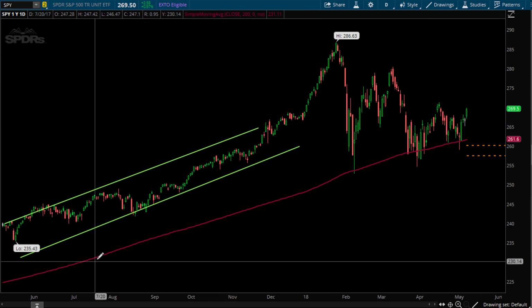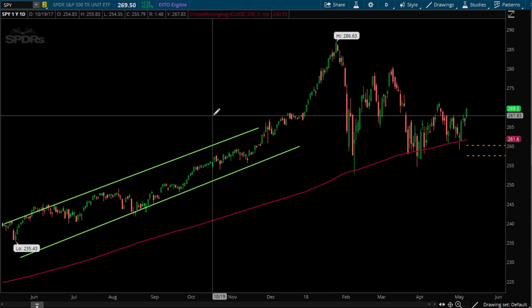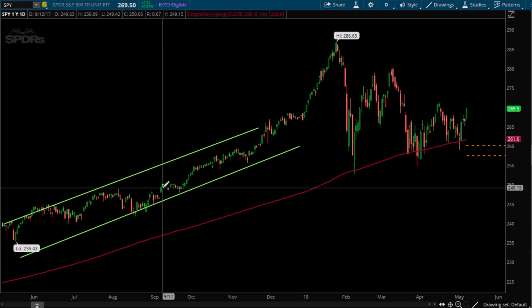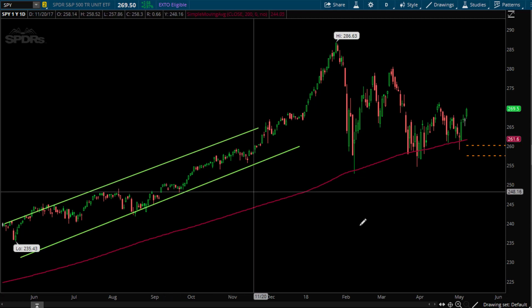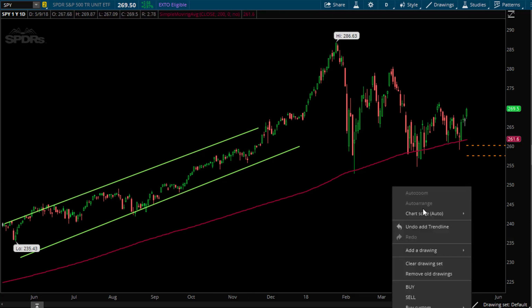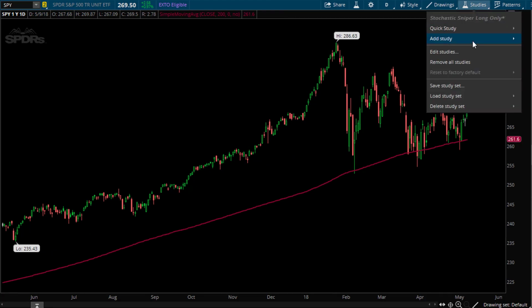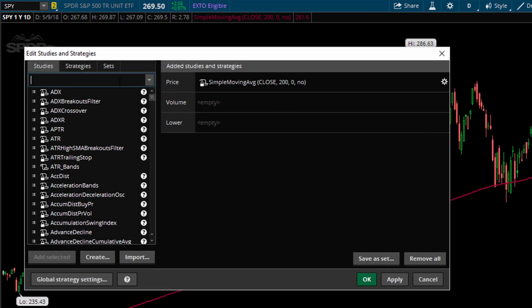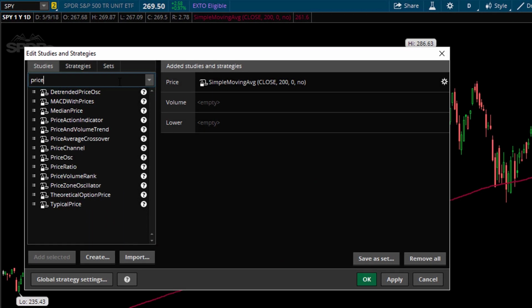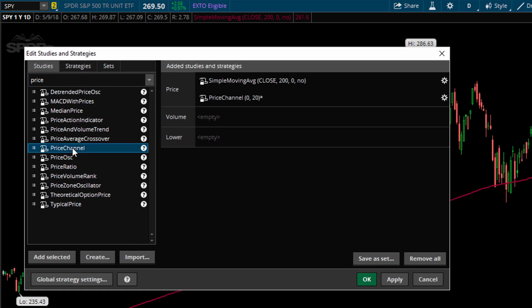But we're not going to be looking at trend line based price channels. We're going to be looking at strictly a price channel. So let me clear off these drawings and let me show you what I mean. I'm going to come into my studies here, over to Thinkorswim, and this is what they refer to as a price channel.